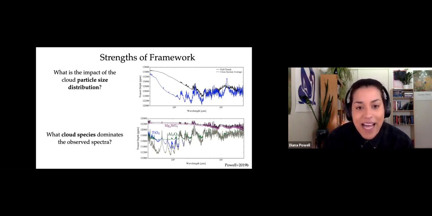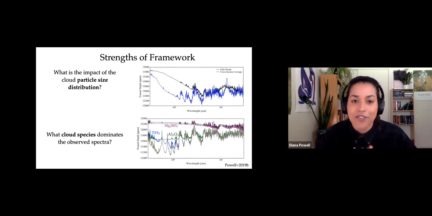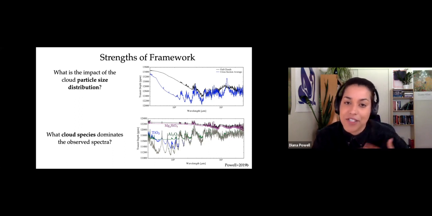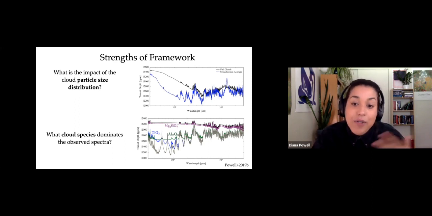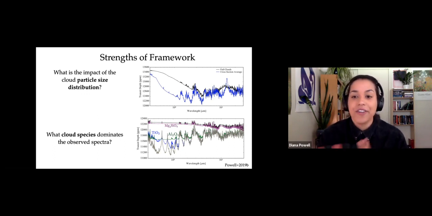So on the top right here in black, I'm showing a model transmission spectrum for a hot Jupiter with our fully resolved cloud particle size distribution. And then on the same plot in blue, I'm showing the transmission spectrum if we take an average cloud particle size for each cloud species and conserve the total cloud mass. So as you can see here, both the amplitude and shape of the transmission spectrum change between the two cases. And this is particularly dramatic in the optical and near the broad cloud absorption features in the infrared. And so this indicates that understanding the cloud particle size distribution is important when interpreting observed spectra.